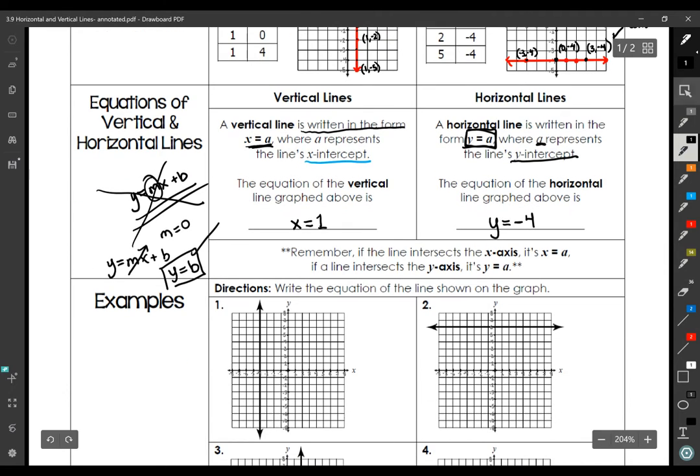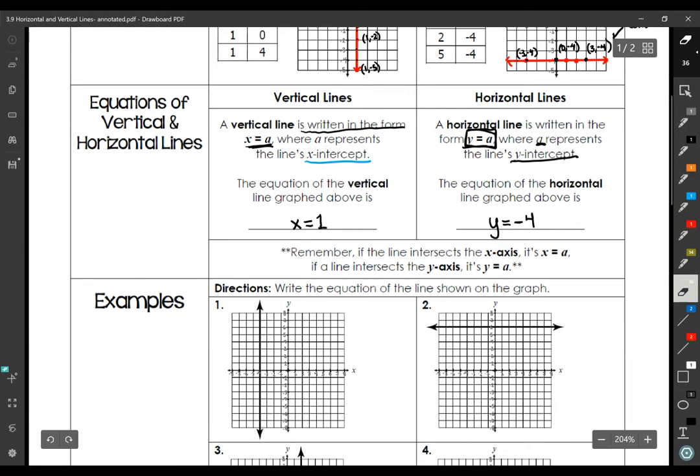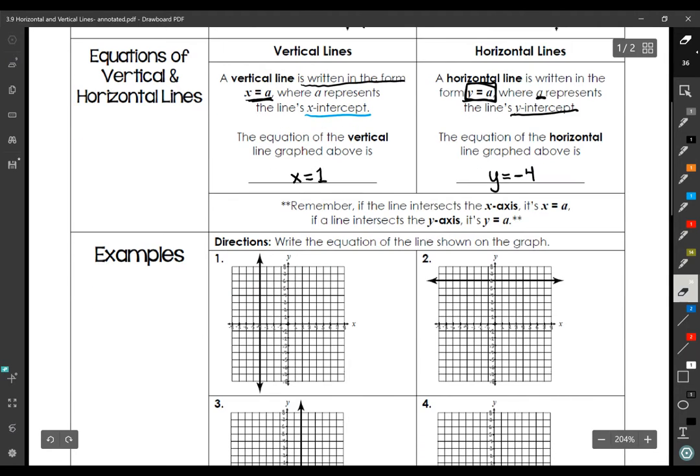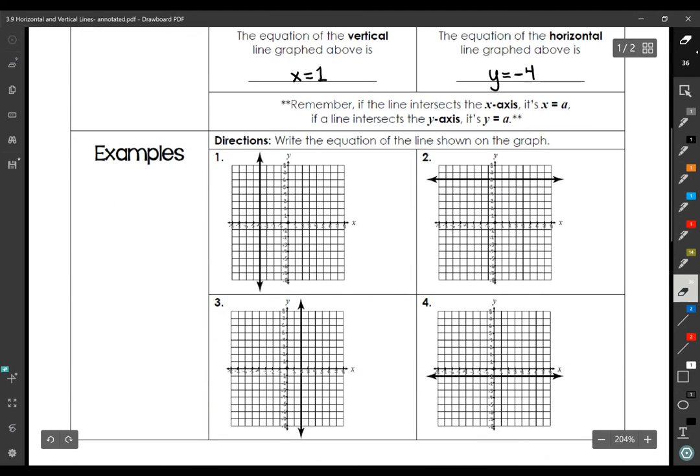So vertical and horizontal lines cannot be expressed in the form y equals mx plus b. That's why I need to teach this to you as a separate lesson, just so we're aware and we know how to deal with these vertical and horizontal lines. So why don't we just practice? Because that was a lot of talking. Let's practice.